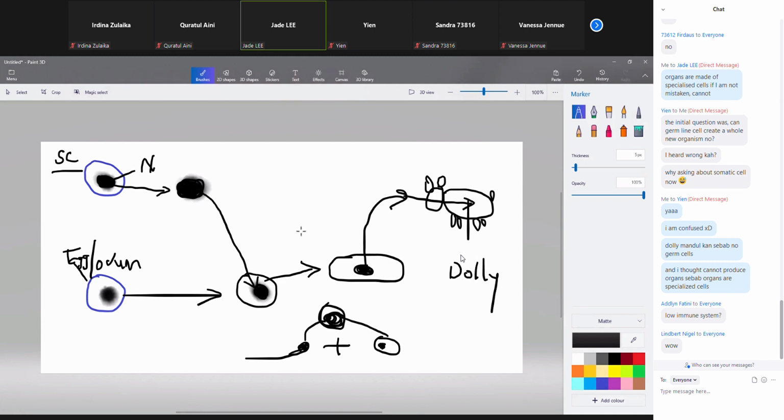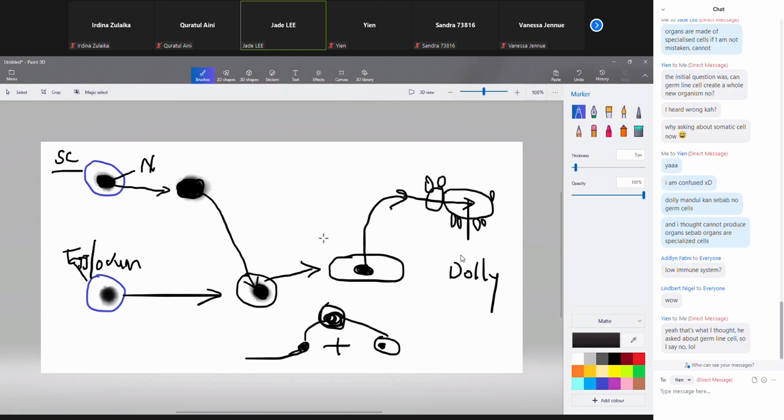Dolly totally does not have this immunity. They have very, very weak immunity, and that's why they are easily infected by all the microbes and they die. Because if this is the somatic nucleus, it doesn't have this immunity information. Is that clear? Logic?